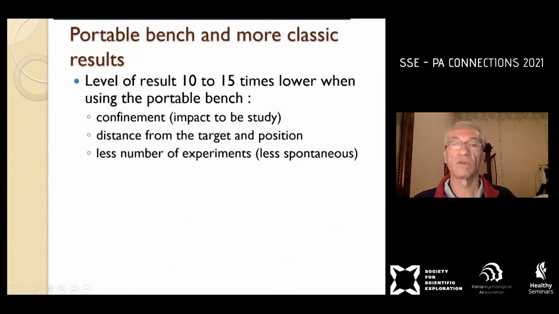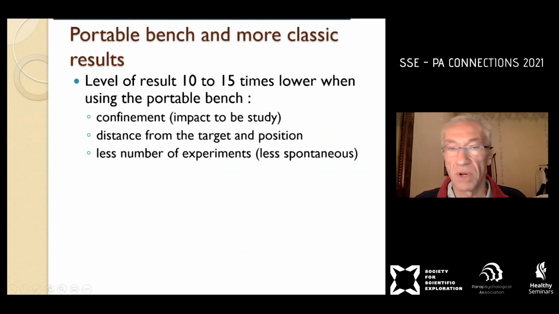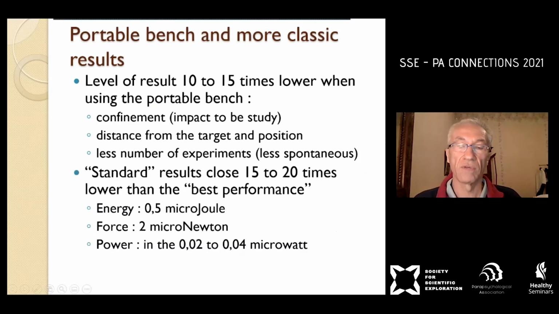If we look at the results from the lab experiments with the portable bench, we are 10 to 15 times lower than the best performance because of the confinement. We are inside the box, because of the distance from the target. We saw that the hand is above, and maybe also because we have fewer experiments, so we have less spontaneous success. And if we look at what we call the standard result, the result we could obtain in a normal situation, not best performance, we are close to 15 to 20 times lower than the best performance.